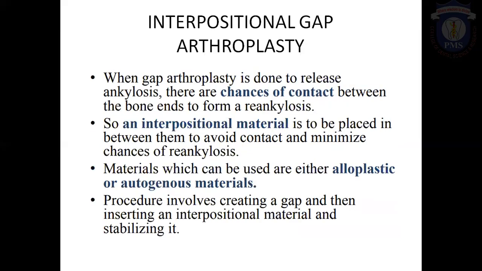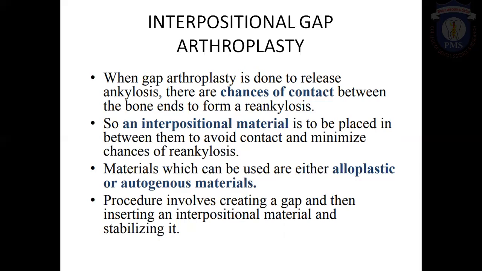Next is interpositional gap arthroplasty. In this, similar to gap arthroplasty, a horizontal cut of 1 to 1.5 centimeters is made, but here an interpositional material is placed in between the gap. That is, when gap arthroplasty is done to release ankylosis, there are chances of contact between the bone ends and re-ankylosis occurs. So, an interpositional material is placed in between them to avoid contact and minimize the chance of re-ankylosis.